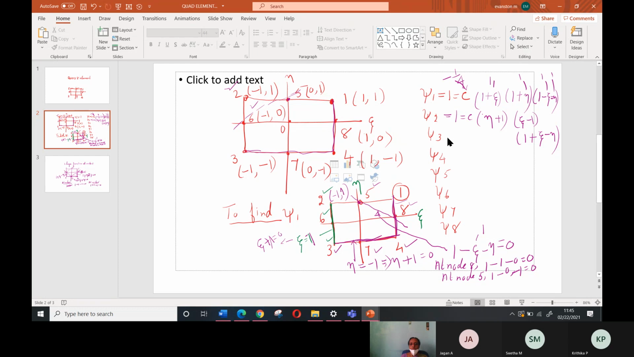So if you're finished, you can move on to Xi3, formulation of Xi3. That is equal to 1 is equal to C into, so you have to take the node. You have to cover this and this.